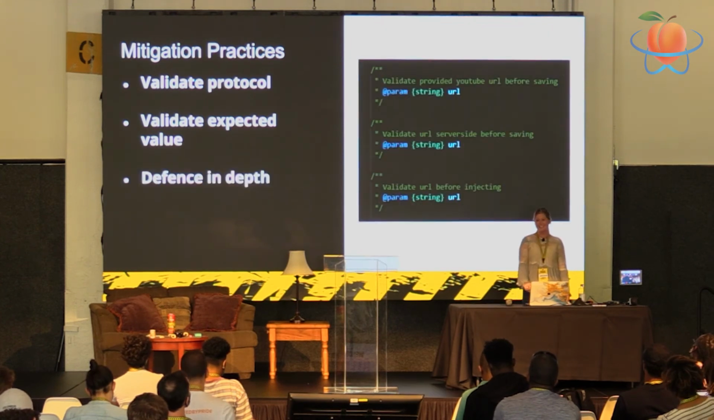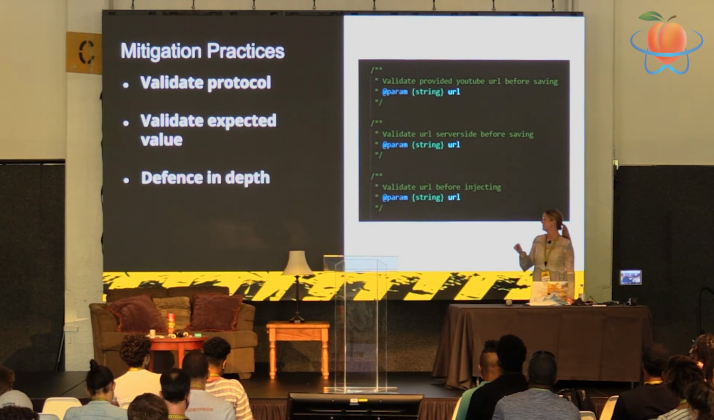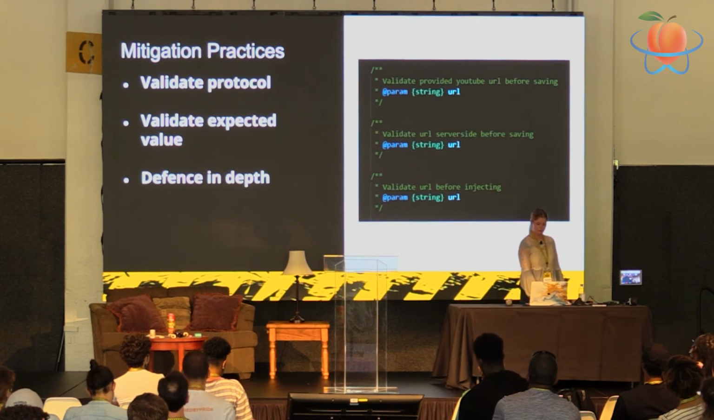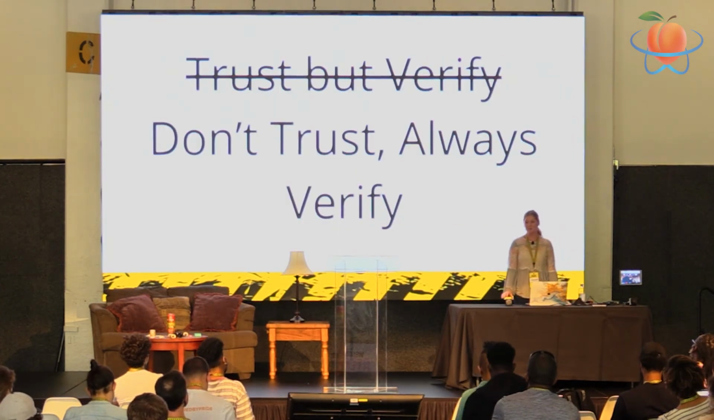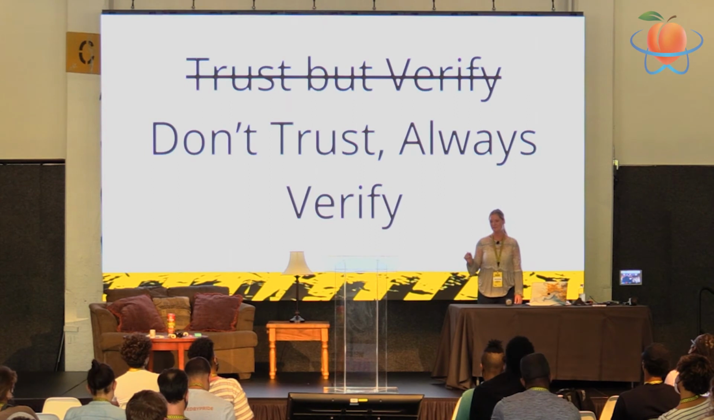So let's go ahead and check to make sure that the user is actually giving me a YouTube link. You should also practice defense in depth. So don't just validate this in the client. Make sure you're validating server side, and you can even validate before injecting content into the web page. In general, ignore the advice that you should trust but verify in favor of never trusting and always verifying content.